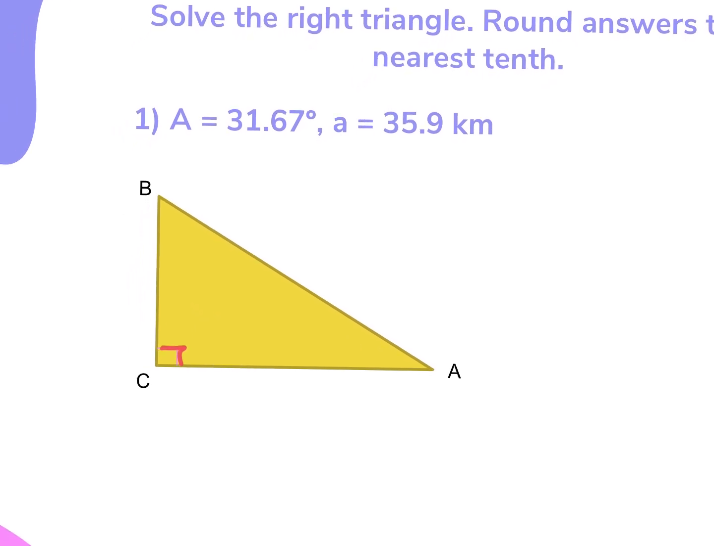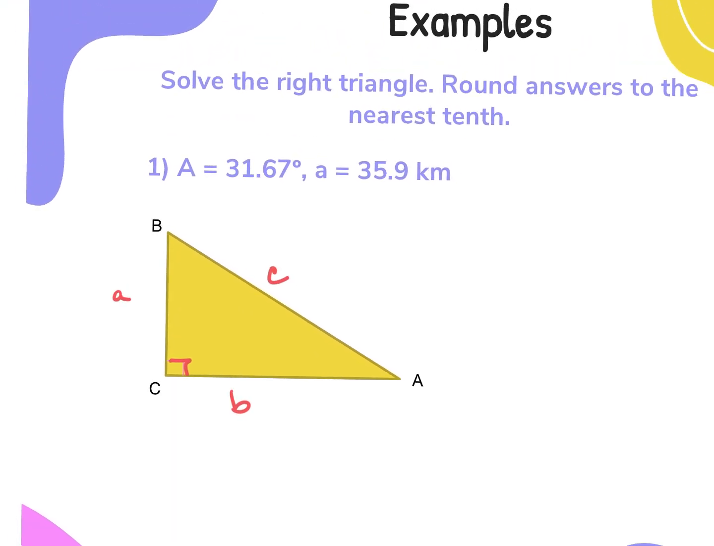Now, what's going to be important, though, is where you label the sides. The side across from angle A will be lowercase a. The side across from angle B will be lowercase b. And then the side across from angle C will be lowercase c.